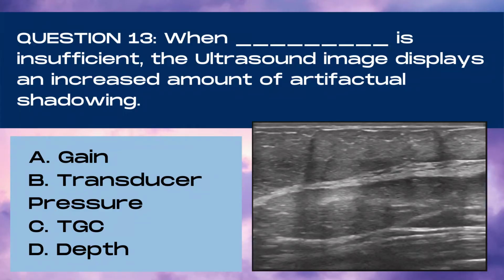Question 13. When blank is insufficient, the ultrasound image displays an increased amount of artifactual shadowing. A, gain. B, transducer pressure. C, TGC. Or D, depth.